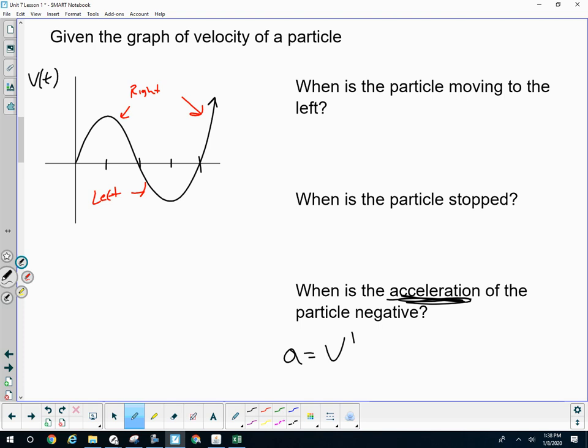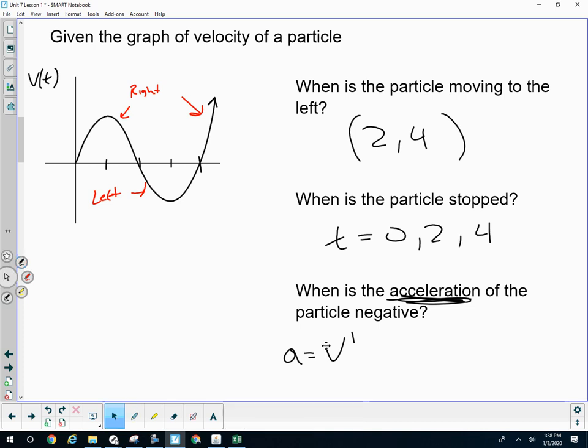When are we moving to the left between 2 and 4? Easy. When are we stopped? When velocity is 0. The only question that might be tough, when is the acceleration negative? Well, we know if v is like f prime, a is like f double prime. A is the slopes of v. Look at the tangent slopes. Please answer the question and check it with your neighbor.